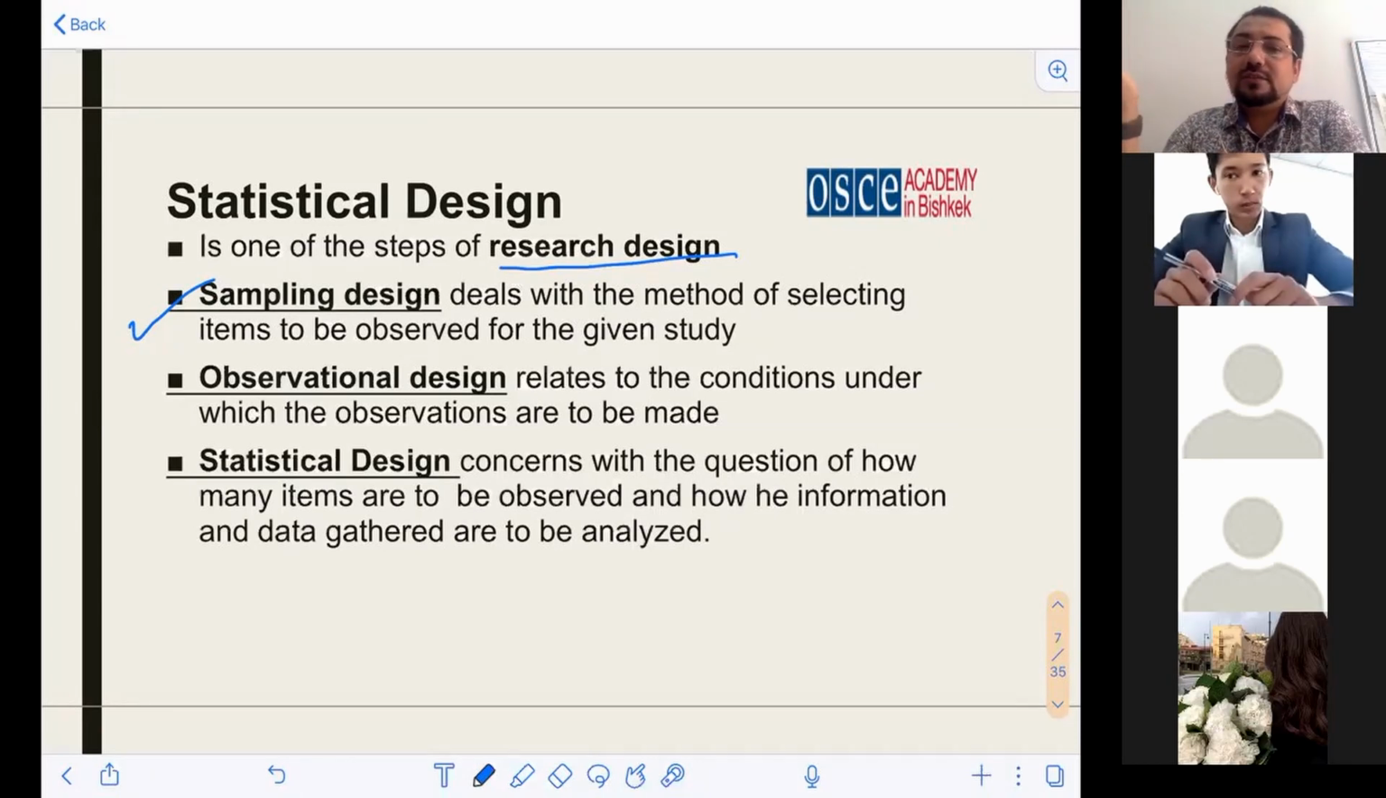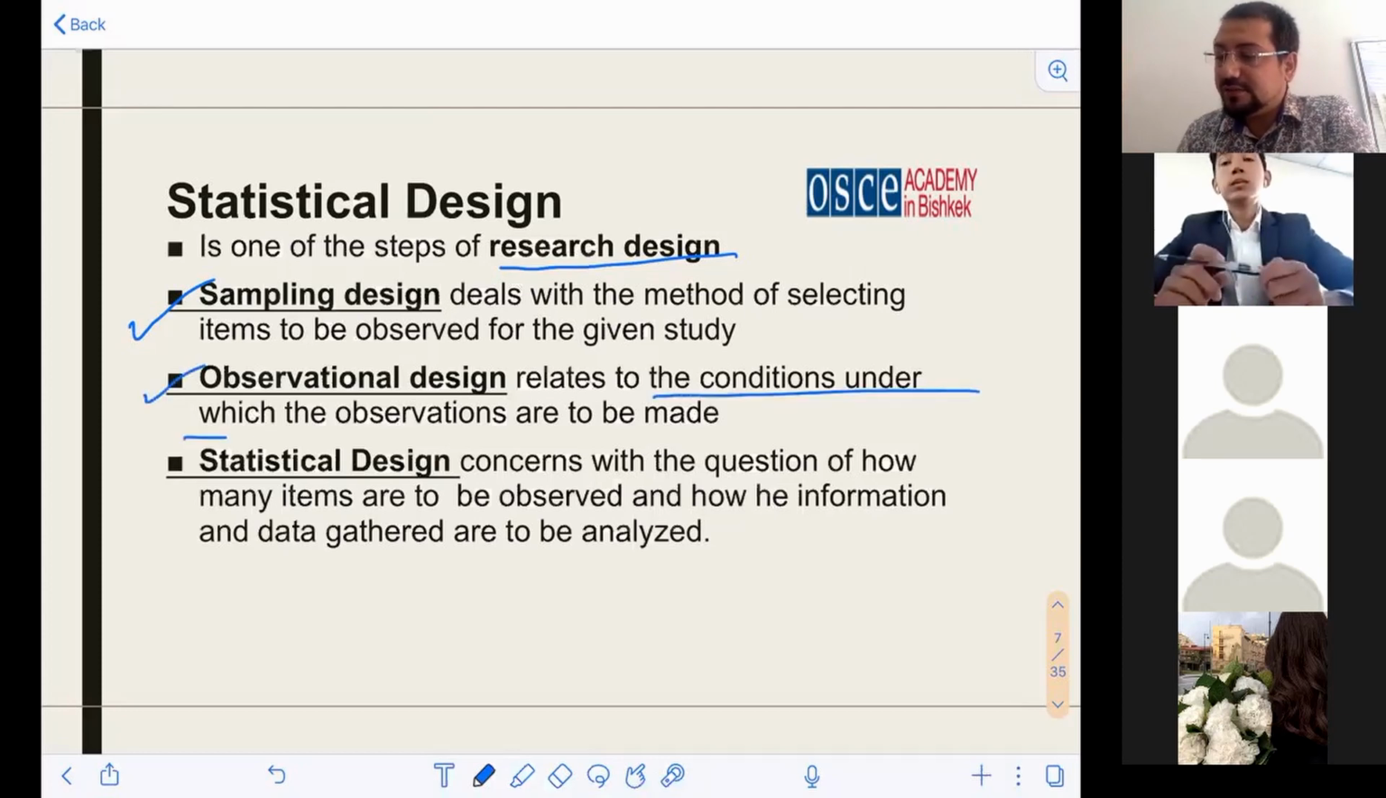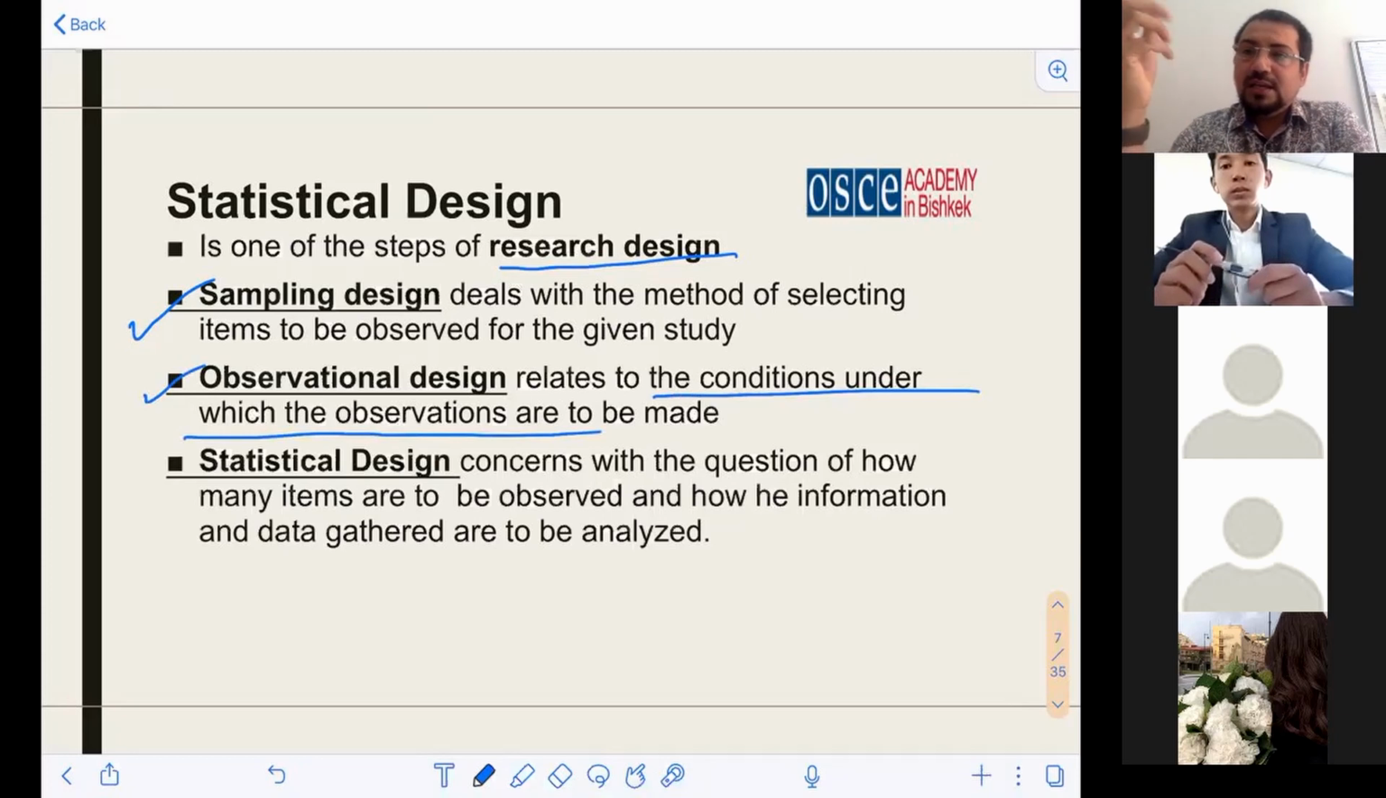One is the method of selecting items to be observed, and the second is related to the conditions under which the observations are to be made. I mean, what are those conditions under which we observe our data? For example, do we need to do the clusters or the groups? Do we need to do the strata? Do we need to do the groupings? Do we need to create the frequencies? So what are the conditions? What are the circumstances that are available?